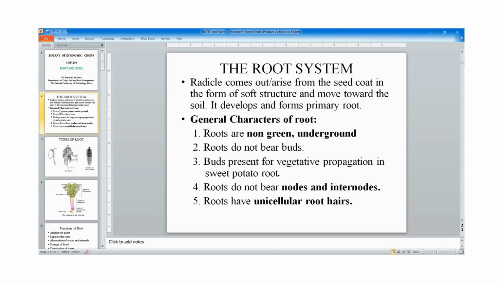General characteristics of root. Roots are not green and are underground. Roots do not bear buds. Bud is present for vegetative propagation in sweet potato. Only sweet potato is among the roots that can be used for propagation because it has buds. Roots do not bear node and internode. Roots have unicellular root hair that is used to absorb water from the soil.